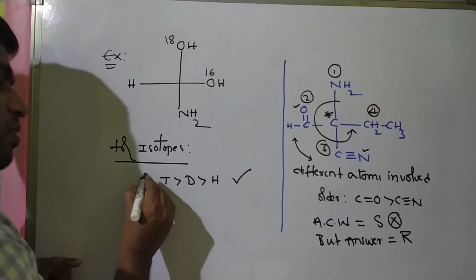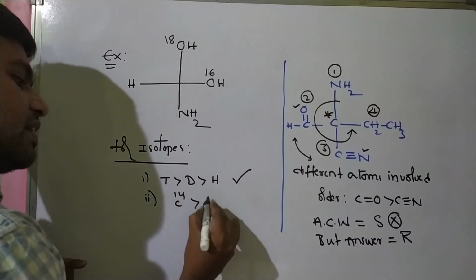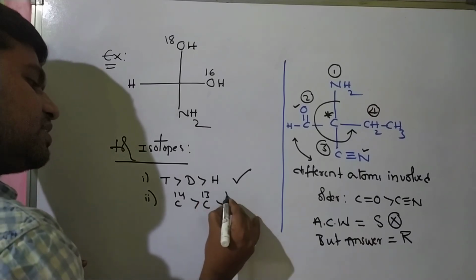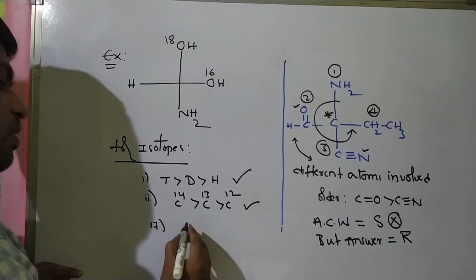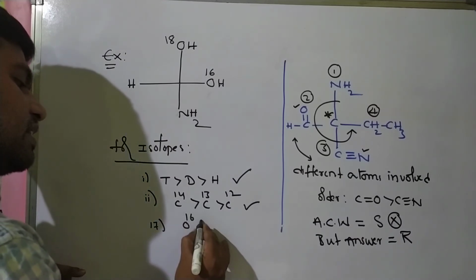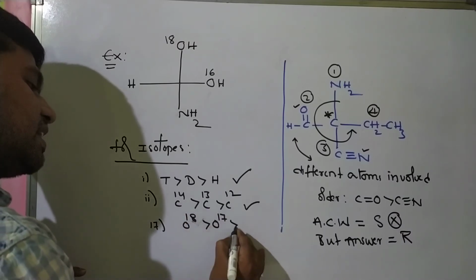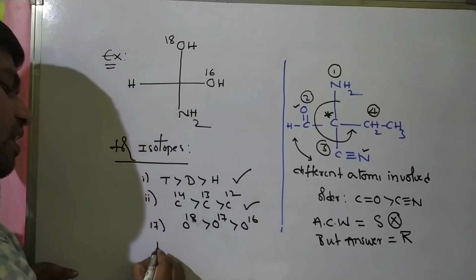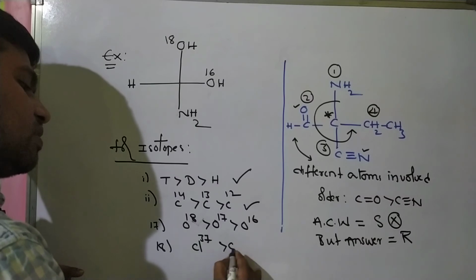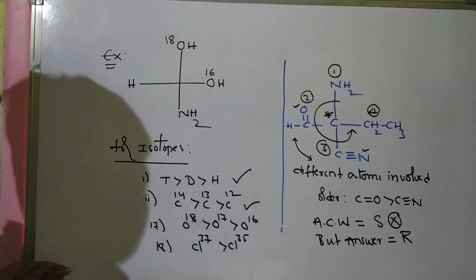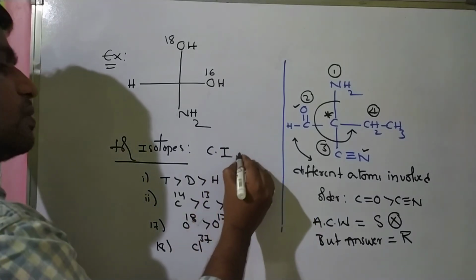For carbon isotopes, C14 is greater than C13, which is greater than C12. For oxygen, oxygen 18 is greater than oxygen 17, which is greater than oxygen 16. And chlorine 37 is greater than chlorine 35. These are isotopes. Okay, students? So these are the CIP rules.